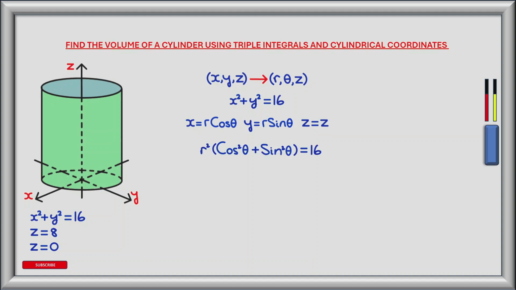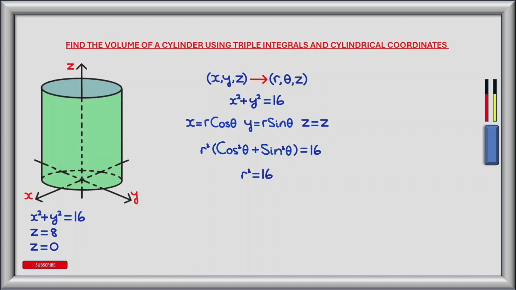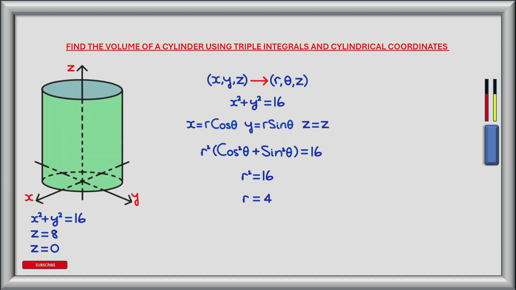After making this substitution, we're left with r squared times the bracket of cos squared theta plus sin squared theta is equal to 16. And using the trig substitution, where cos squared theta plus sin squared theta is equal to 1, we have r squared equals 16. And taking the positive square root, we're left with r equals 4.